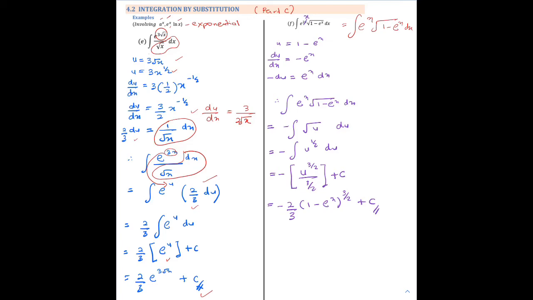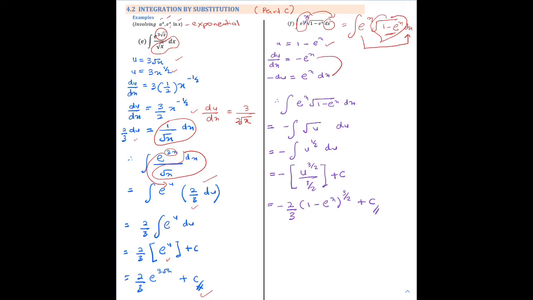So this is a composite function. Alright, so the inner function is 1 minus e to the power x. So make it u. So differentiate u with respect to x. So we get negative e to the power x. Okay, and then compare with the given question. In the given question we have e to the power x and also dx. So e to the power x dx is equal to negative du.